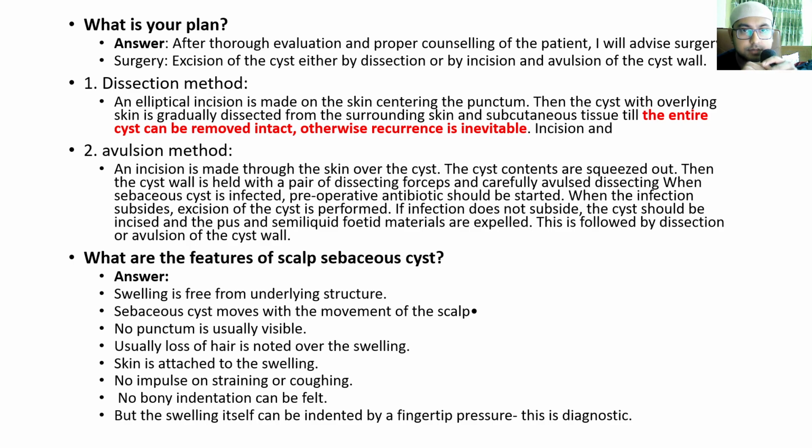Okay, so what are the features of a scalp sebaceous cyst? It's an extra question, it will not be asked, but you should know. The swelling is free from underlying structures. A sebaceous cyst moves with movement of the scalp, and no punctum is usually visible. Usually loss of hair is noted over the swelling, and the skin is attached to the swelling, and there is no impulse on straining or coughing. No bony indentation can be felt, but the swelling itself can be indented by fingertip pressure, and this is diagnostic.